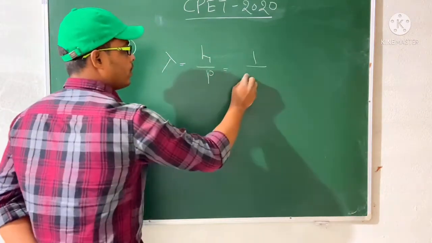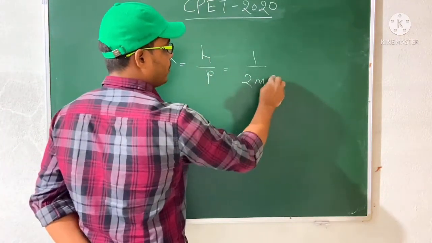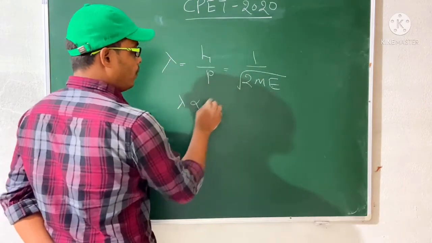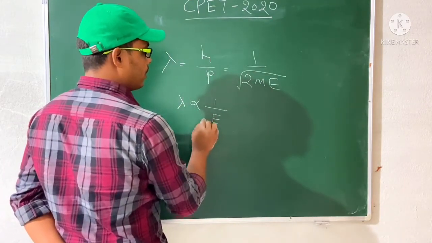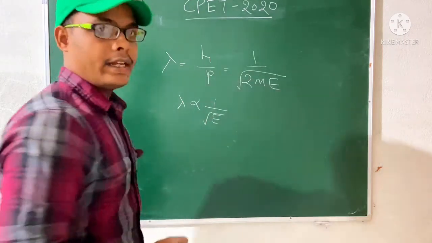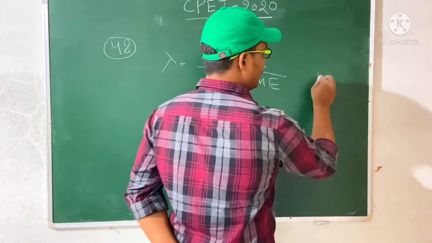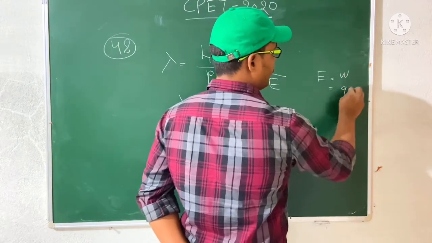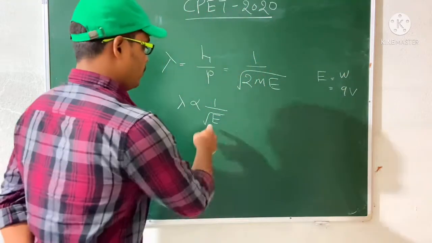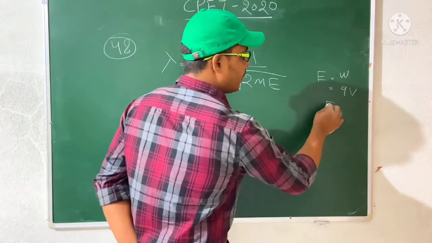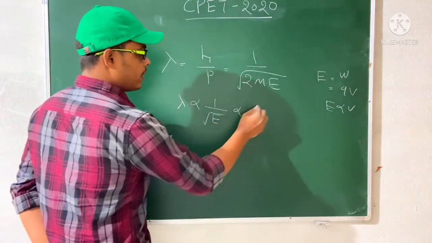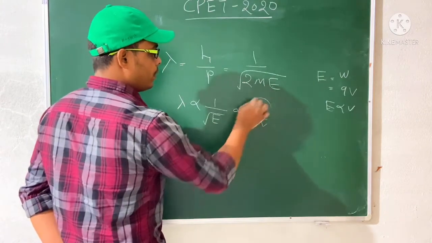What is p? P is nothing but root over 2mE, right? And we see that lambda is proportional to 1 by root E. Okay, so what is energy? Energy is a form of work and W equal to qV, right? So E is directly proportional to V. Therefore, lambda is also directly proportional to 1 by square root of V.